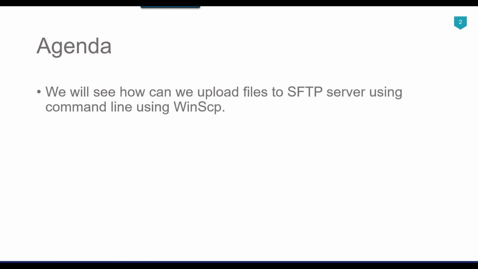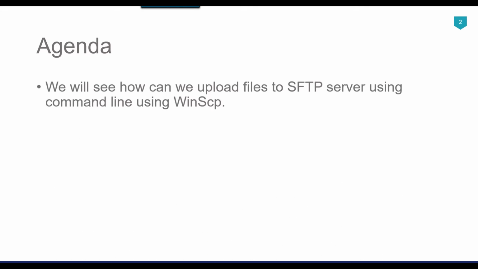So the agenda of today's video tutorial is that we will see how we can upload the files to the SFTP server using the command line with WinSCP. We will be using the WinSCP command lines to upload the files, and then we will implement that code inside the SSIS package. So without wasting further time, let's jump to the demo.